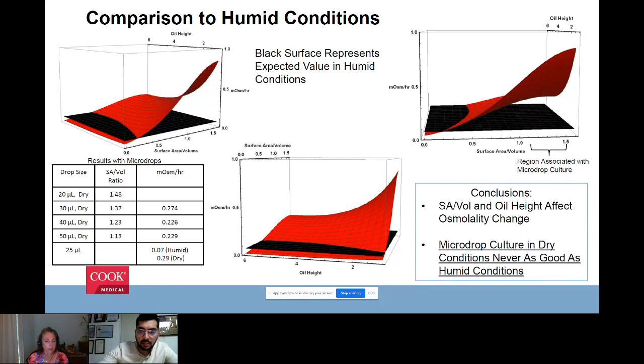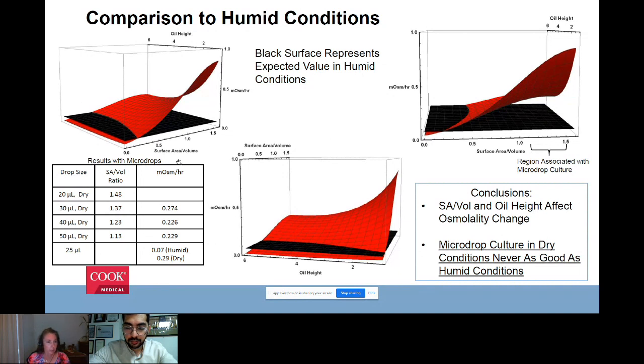So in culture condition, this is where you would see some kind of a change in your geometry. Under microdrop condition, if you look at this graph, the surface area to volume is way past 1. So under microdrop conditions, you need a really high level of oil to avoid having an osmolality change. Now, again, I'm talking about dry incubator, not humid incubator. So you can see that the surface area to volume and the oil height do affect the osmolality change.